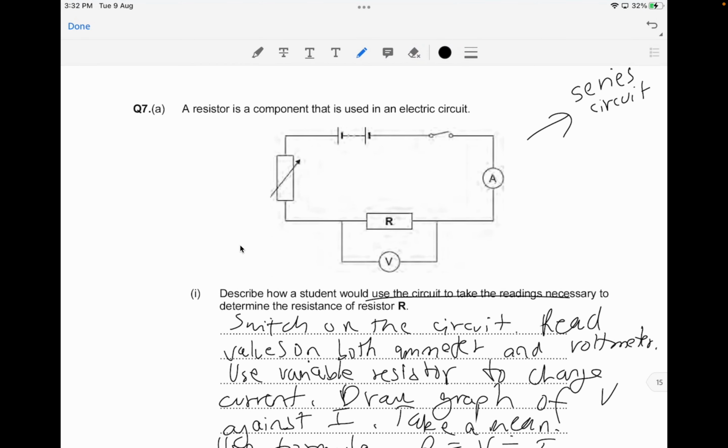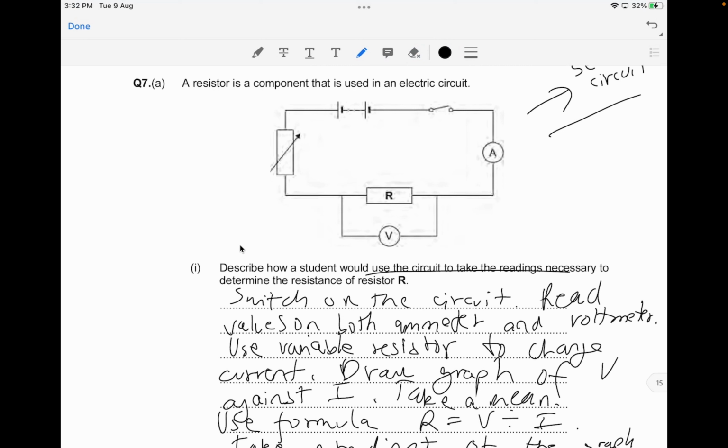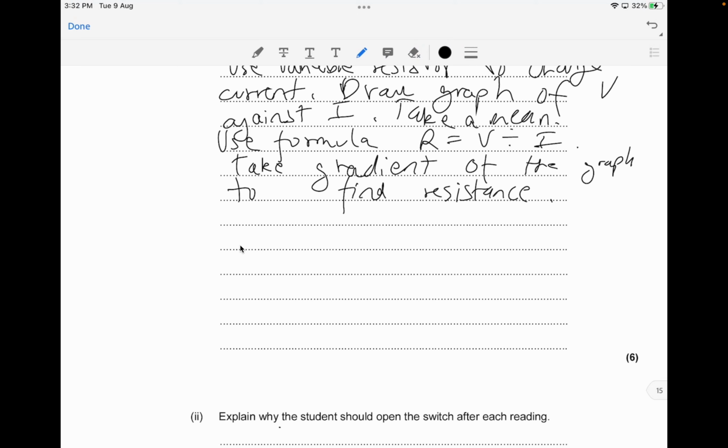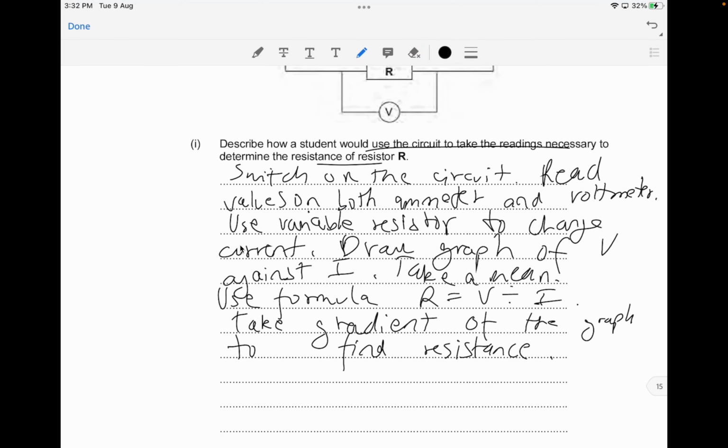Now for the next question, again I've written down the answer just to save time. You can see that the resistor is a component used in an electric circuit, in a series circuit, and we have to describe how the student would use the circuit to take the readings necessary to determine the resistance of resistor R. Again, you have to explain a maximum of about 6 points. You switch on the circuit first, read the values on both the ammeter and voltmeter, and use the variable resistor to change the current.